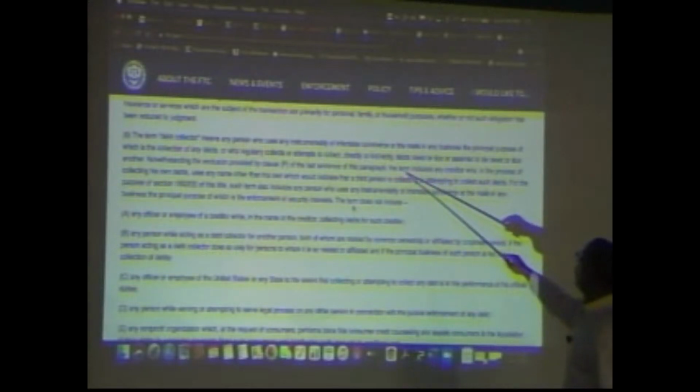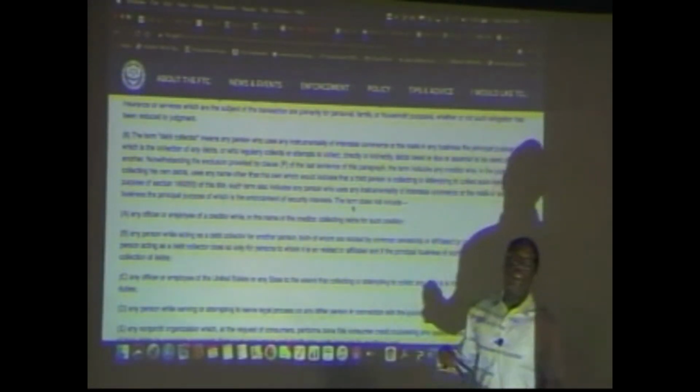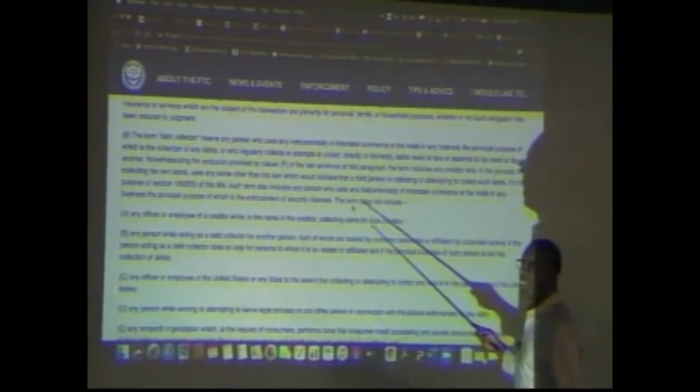Very important sentence here. The term includes any creditor. So they could be a creditor, but if in the process of collecting his own debt he uses a name, any name. So, for instance, you got a mortgage with Wells Fargo, right? But they got another department called EMC Mortgage that collects on bad debts. EMC Mortgage is what? The other name. He's a debt collector, and he gets treated as such.